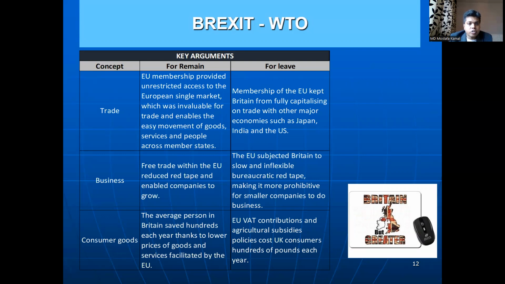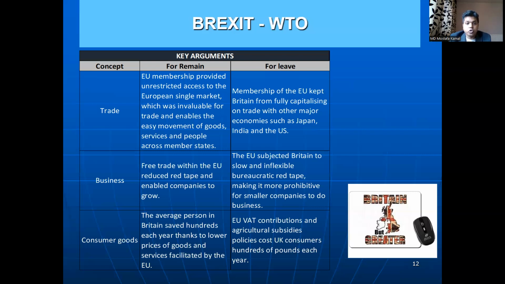On the other hand, in the case of business, for Remain, free trade within the EU reduced red tape and enabled companies to grow. And for Leave, the EU subjected Britain to slow and inflexible bureaucratic red tape, making it more prohibitive for smaller companies to do business.